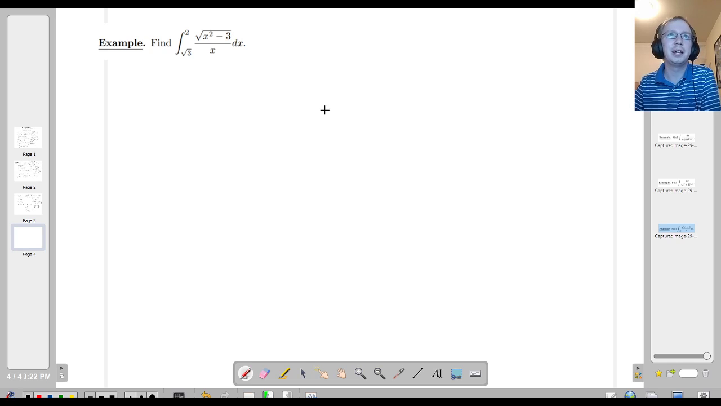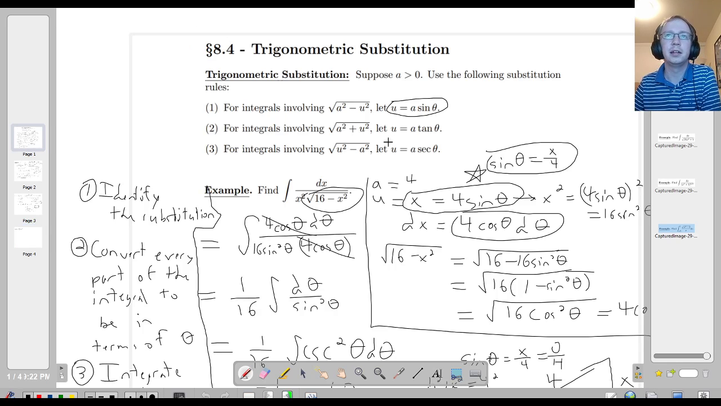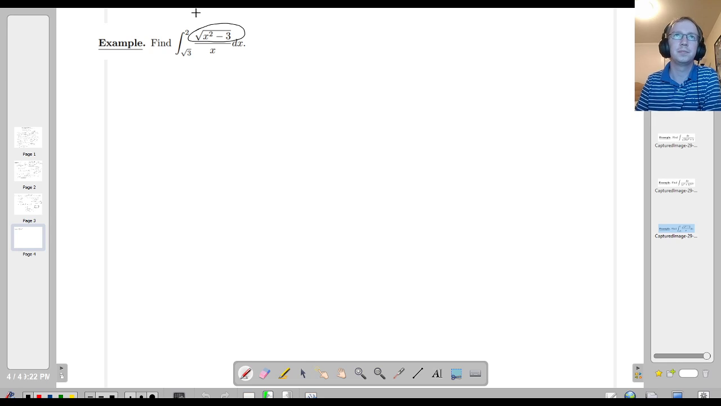So let's start by identifying the trig substitution we're going to make. I notice I've got a square root and I've got an x squared in there, so it definitely feels like a trig sub. It looks the most like this last guy, the square root of u squared minus a squared. Okay, well if that's going to be the substitution, then apparently u should be x, and a, well, 3 isn't really a perfect square, but I could write a equals the square root of 3. It's not the most pleasant number, but it does work.